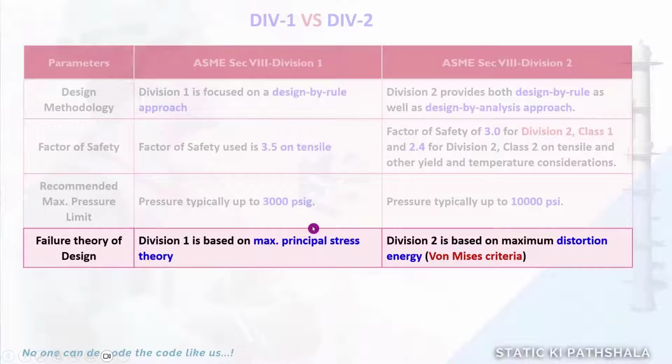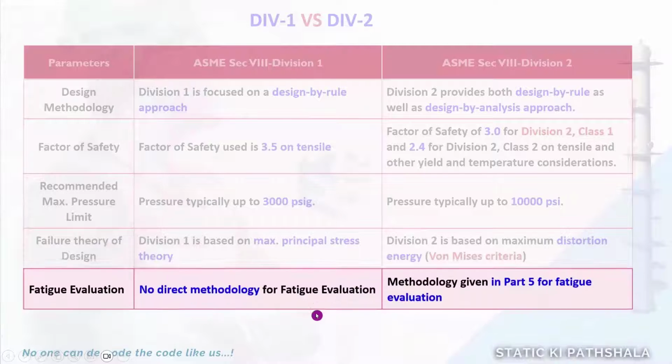If we look into the solved examples given in the ASME PTB manual, if you calculate the stresses for combined loading, you will come to know it has been mentioned that maximum principal stresses are what we use in division 1, and for division 2 we use the von Mises criteria.